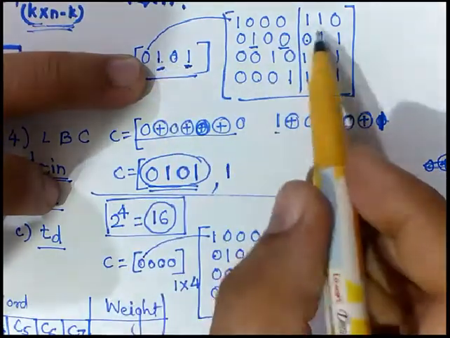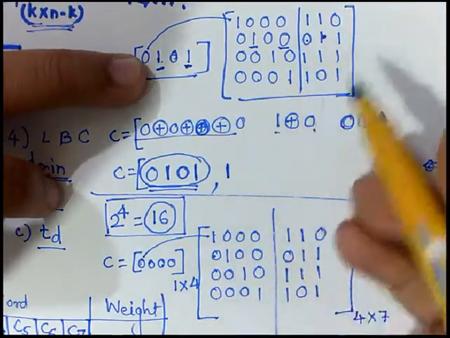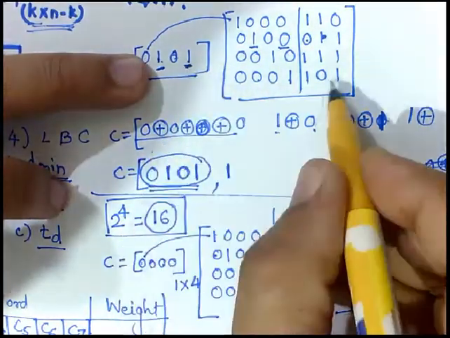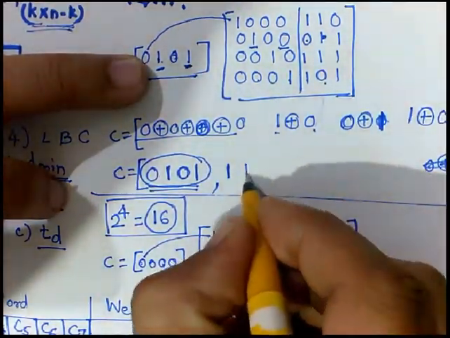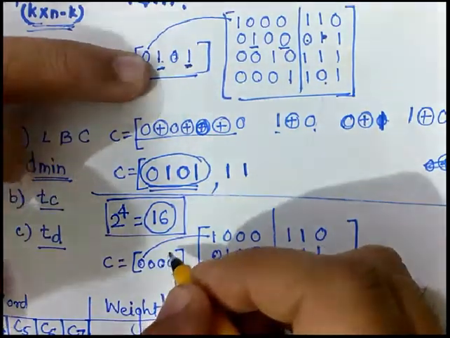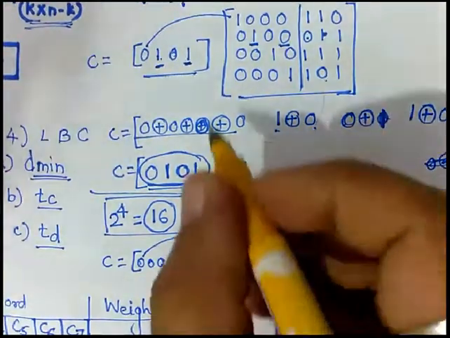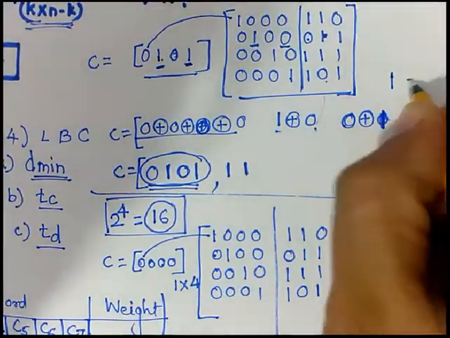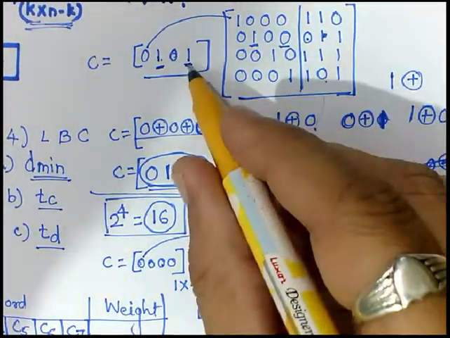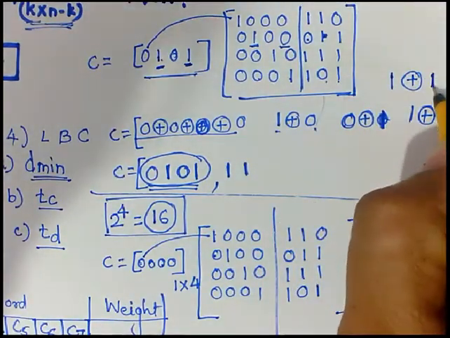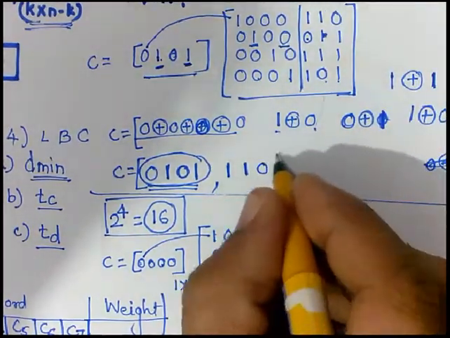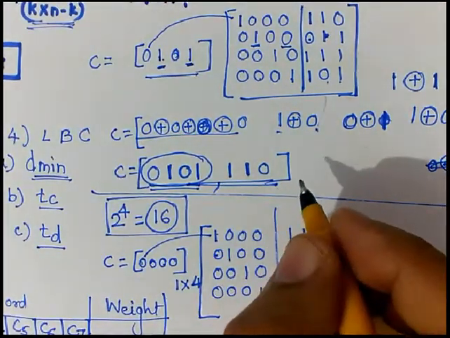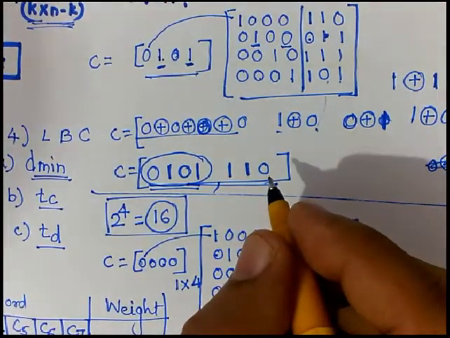Similarly 1 into 1, that is 1. So let me write it: 1 XORed with 1 into 0. So it is again giving me the answer 1. Now after this I will proceed for 1 into 1, that is 1 XORed with the last bit, that is 1. 1 XOR 1 is 0. So these are the 7 bits which we got for the combination 0 1 0 1.